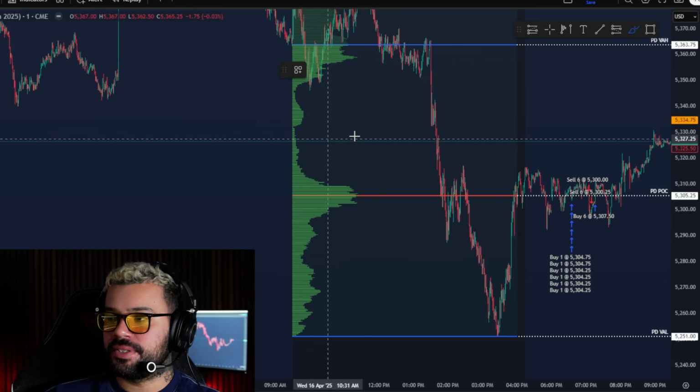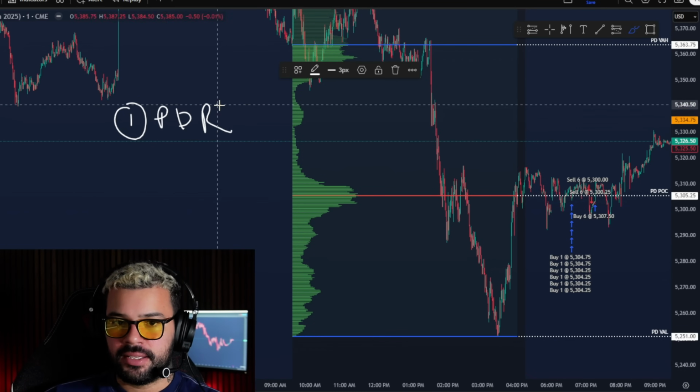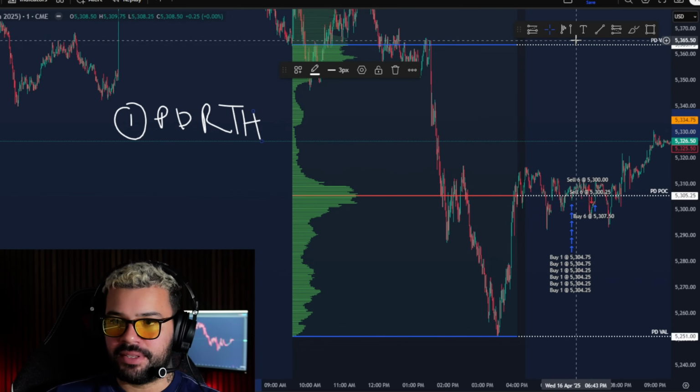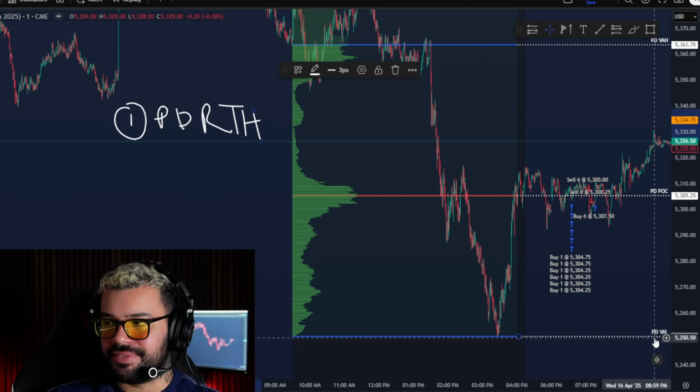Following my usual process, first thing I have on the chart is the previous day's RTH profile. And you can see that's the profile here, volume profile in green. And what I do with that is I have my levels. We have the previous day's value area high, previous day's point of control, previous day's value area low.